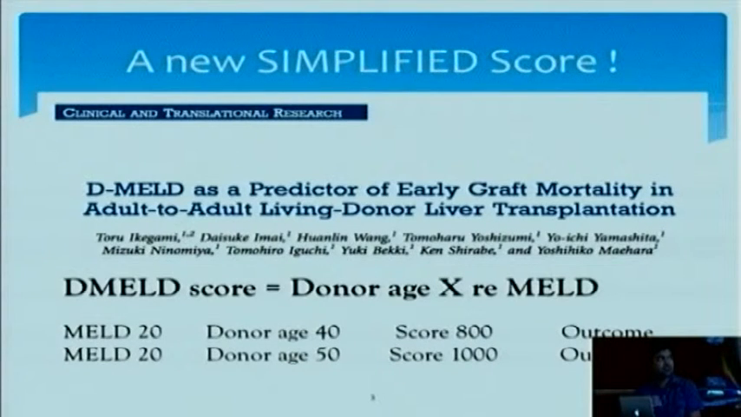How does the scoring system work? Suppose we have a MELD score of 20 and the donor is around 40 years old. You get a score of 800, 40 into 20. And if the donor age is 50, the same thing, you get a score of 1000.